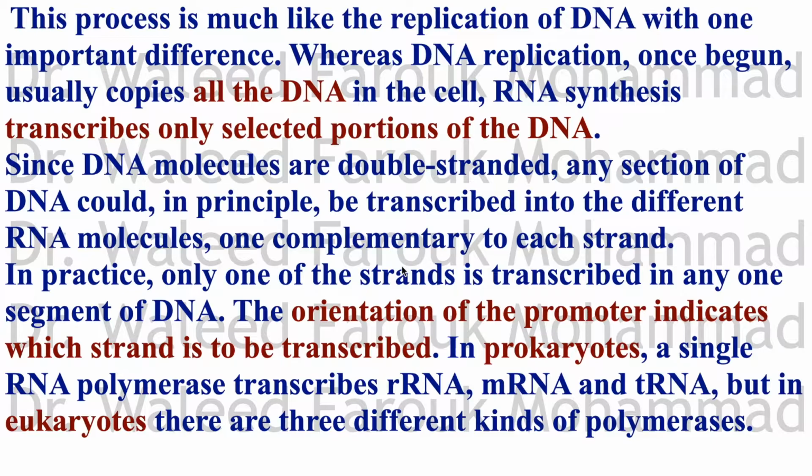transcribed. The difference between eukaryotes and prokaryotes is that in prokaryotes, there is a single RNA polymerase that transcribes the rRNA, mRNA, and tRNA. But in eukaryotes, there are 3 different kinds of polymerases. So this is the difference between prokaryotes and eukaryotes regarding the RNA polymerase.